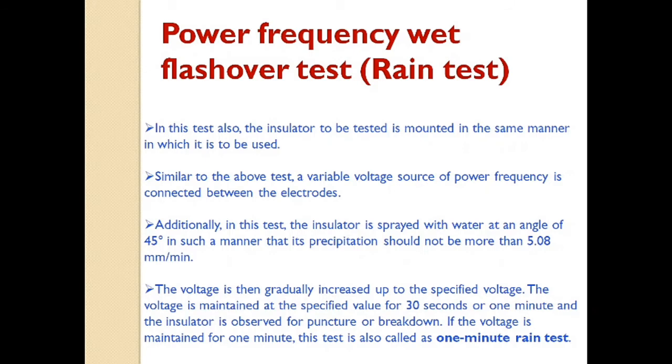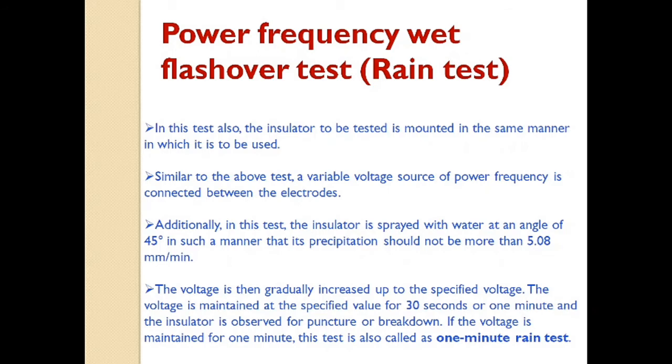After that the insulator is sprayed with water at an angle of 45 degrees in such a manner that its precipitation should not be more than 5.08 mm per minute. The resistance of the water used for spraying must be between 9 kilo ohm to 11 kilo ohm per centimeter cube at normal atmospheric pressure and temperature. In this way we create an artificial raining condition.